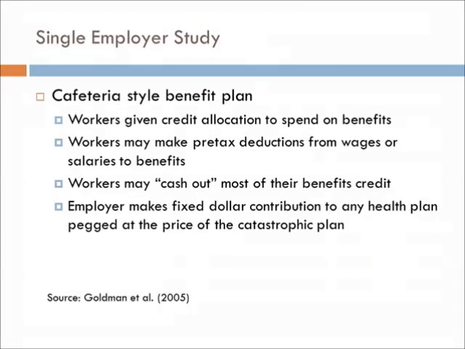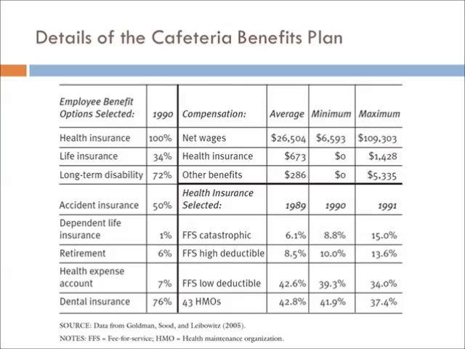The book talks about the Cafeteria style benefit plan, which covers a variety of different types of insurance, but basically it gives workers a credit allocation to spend on benefits, and I'll give you an example in the next slide. This is an example of the Cafeteria style benefit plan, and it's on a sliding scale based on the employee's wages. They can buy life insurance, long-term disability, accident insurance, dental insurance, etc., and they can allocate a certain portion of their pay towards that based upon this particular Cafeteria style plan.